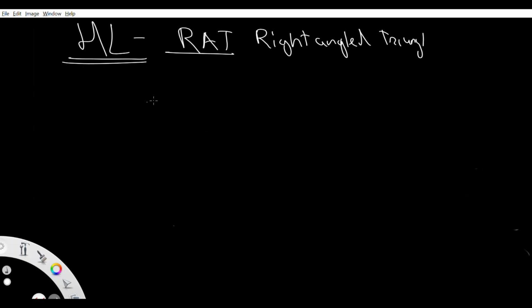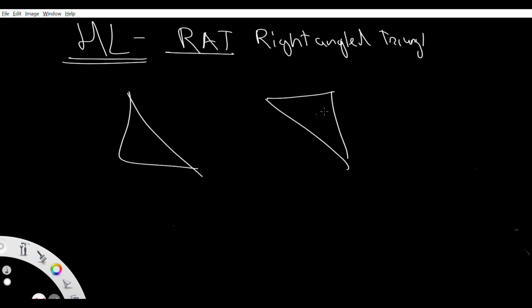But what this means is that if you have two right angle triangles, it doesn't matter how they are oriented, let's not label them right now, and if the hypotenuse is congruent and one of the legs is congruent, that is enough information to tell us that these two triangles are congruent to each other.